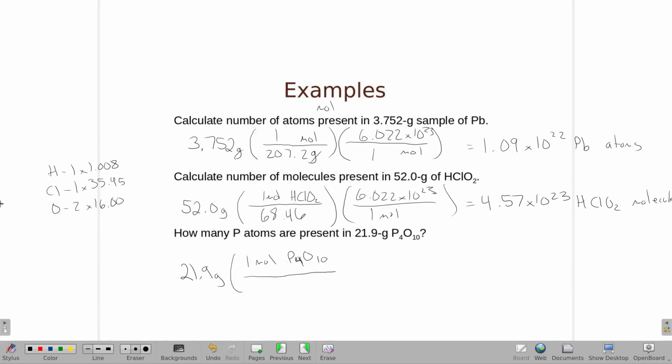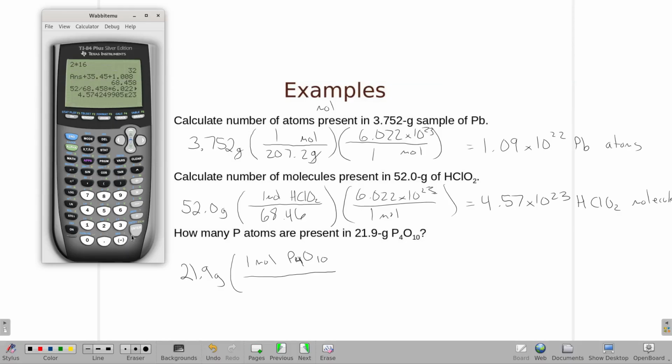And rather than write it out, I'm just going to go right to my calculator. So phosphorus has a weight of 30.97, and oxygen has a weight of 16.00. So P4O10 has a molecular weight of 283.88.